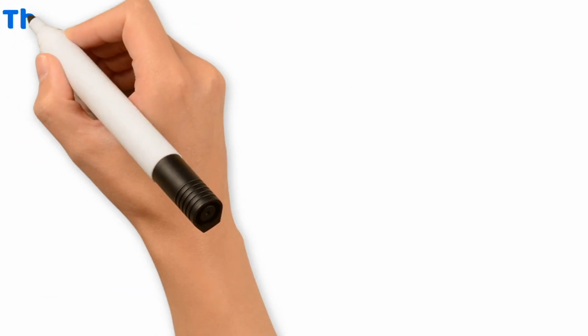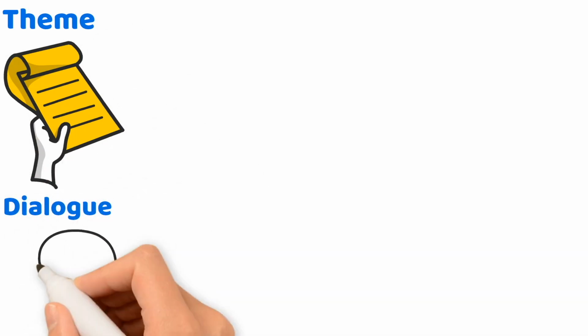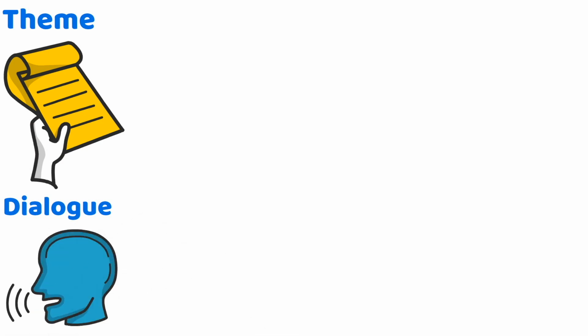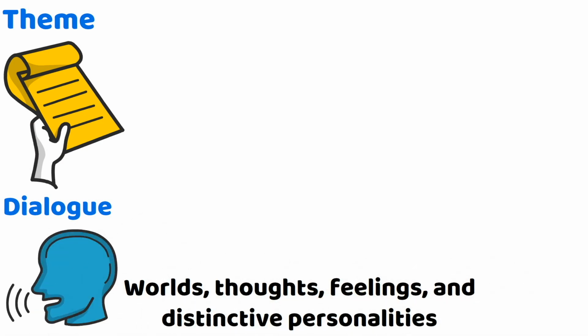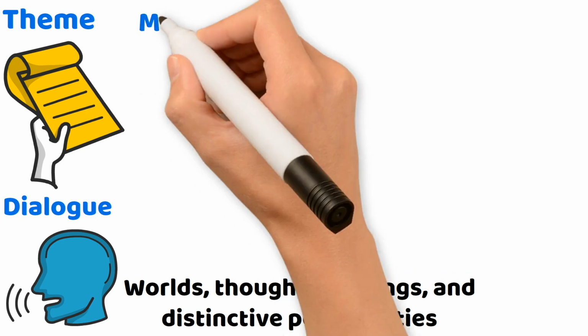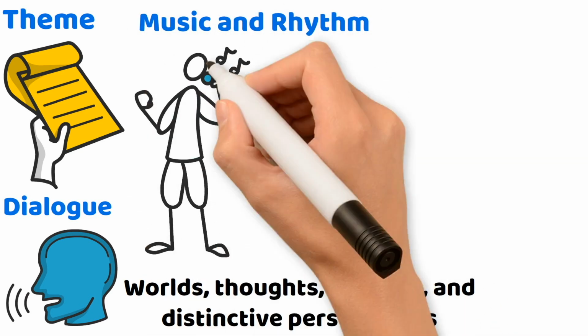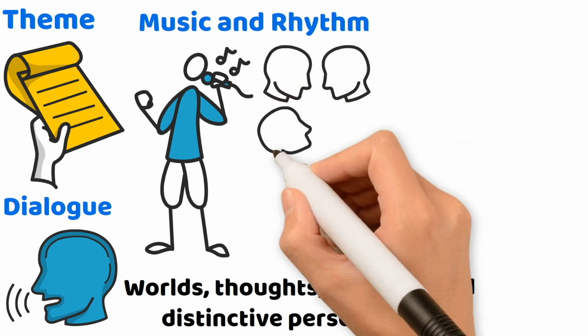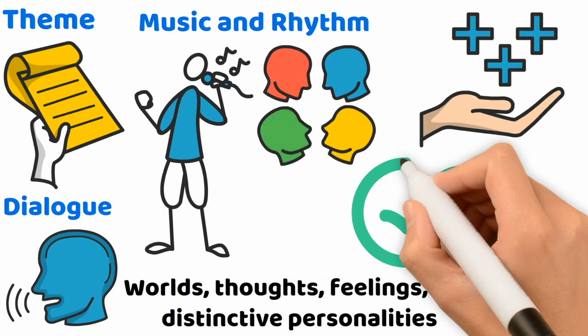Next, we explore the theme, which is the underlying moral or message woven throughout the play. Dialogue is next. Those carefully crafted words spoken by characters that reveal their inner worlds, thoughts, feelings, and distinctive personalities, one line at a time. Don't forget the music and rhythm. Whether it's a musical score at school or a dialogue in a drama, this element adds an auditory depth and emotional texture that enriches the performance.